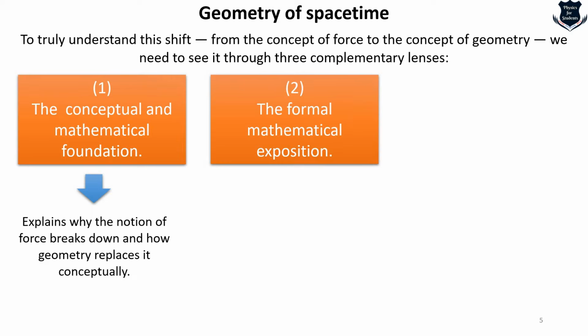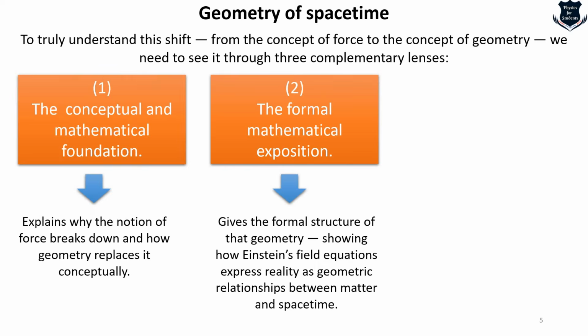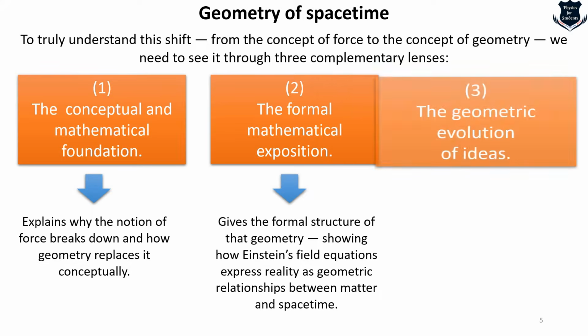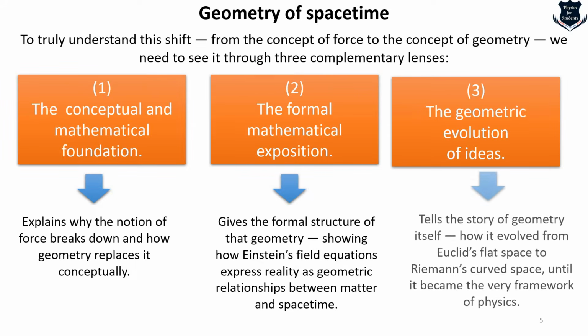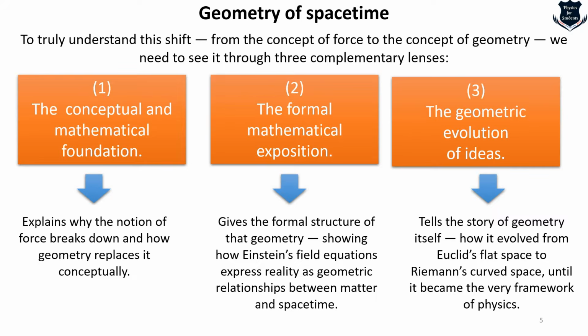The second part is where we will learn about the formal mathematical exposition. That means the derivations, the Einstein field equation, the relationship between matter and space-time, energy and space-time; all this we are going to learn in the second video. And third, as we know that the general theory of relativity is a theory of the geometry of space-time, we are going to learn the evolution of geometry. That means from Euclidean to non-Euclidean, how it was elegantly woven into Riemannian geometry, and further ideas on the geometric evolution.